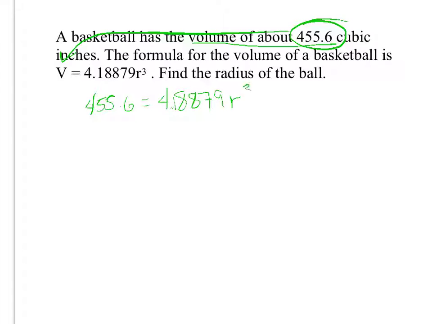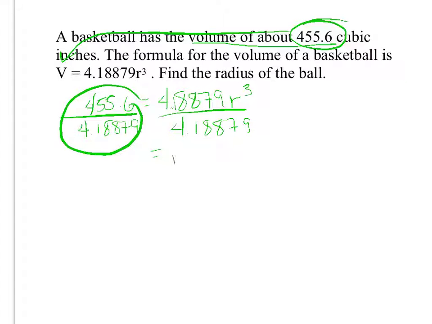4.18879 R cubed. Just like before, I want to get the R cubed by itself so I can cube root it. So I need to figure out what 455.6 divided by 4.18879 is, and it will be equal to R cubed. Once I figure out what that is, it'll be 100 and something, I can take the cube root of both sides, and that will be the radius of the ball. Once again, I'd like to know what this is tomorrow.